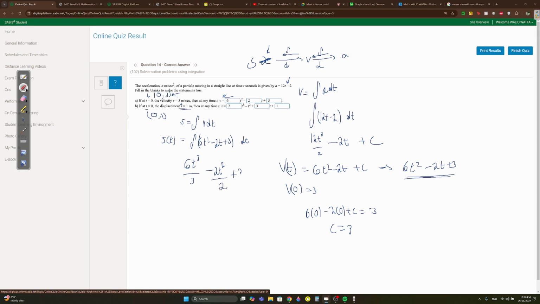Plus 3, make the exponent t. Right? Just add a t beside it. Plus c. 6 over 3, 2t cubed. Minus 2 over 2 is minus t squared. Plus 3t plus c. This is s of t.